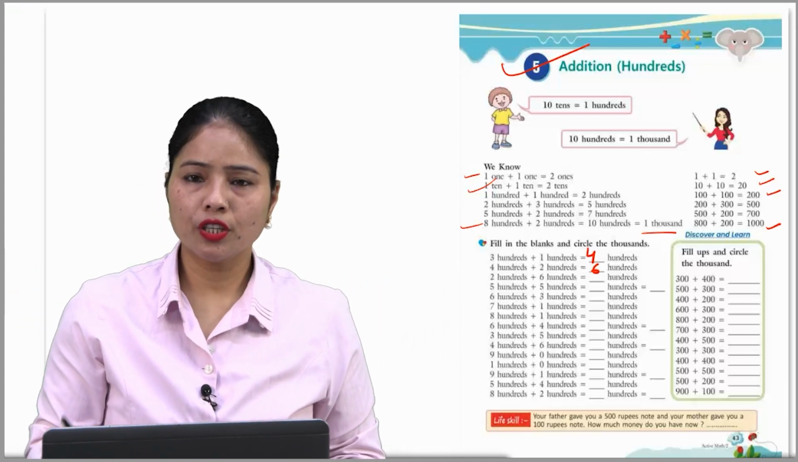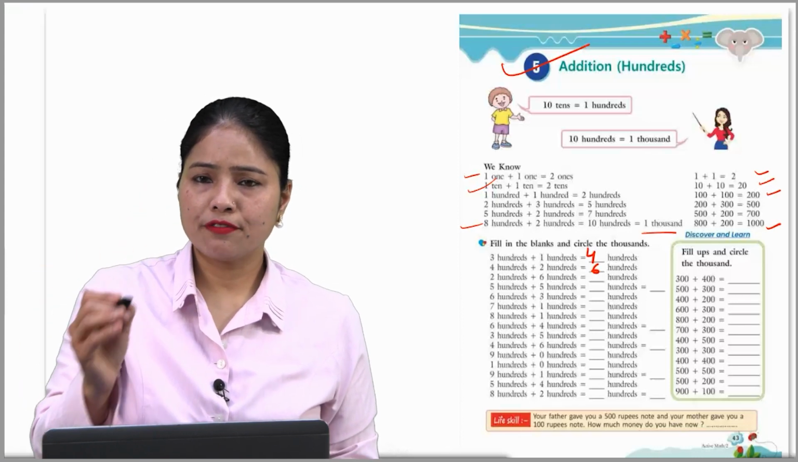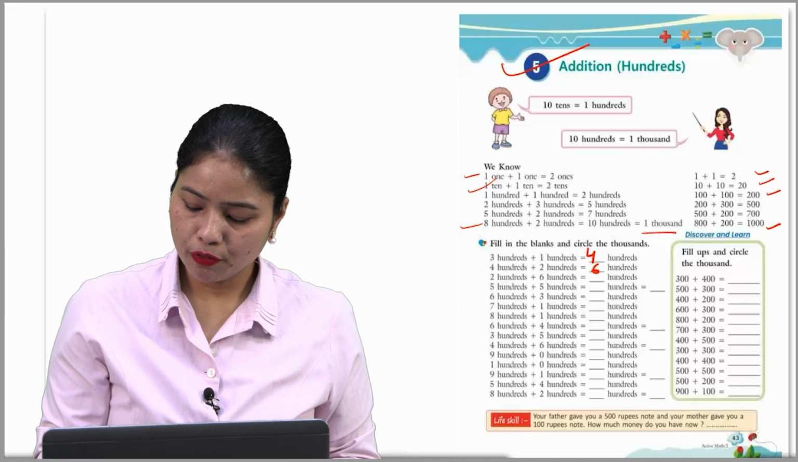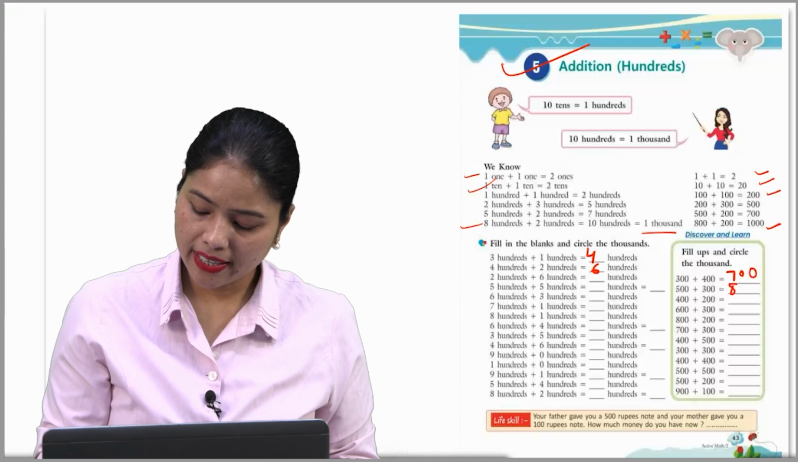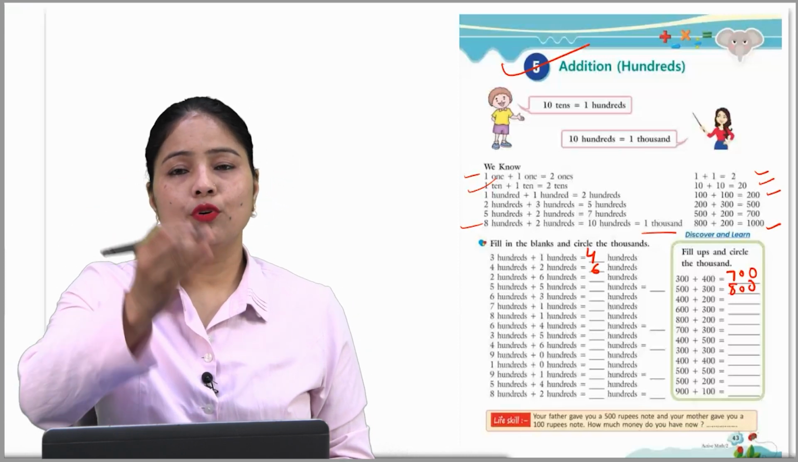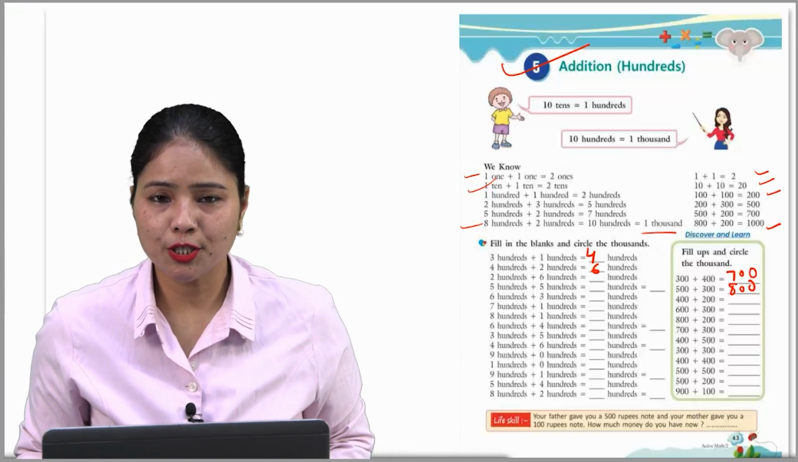And here it is also given, fill in the blanks and circle the 1000. 300 plus 400, if you add both the numbers, you will get 700 beta. Okay. Then 500 and 300 makes 800. And these are 400, 200. Just add both the digits and fill the other blanks yourselves.